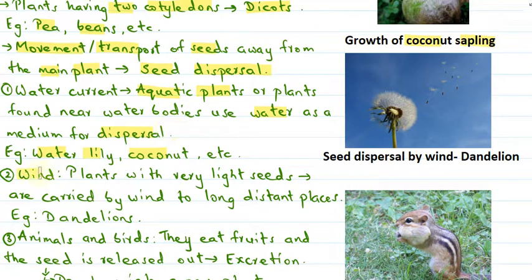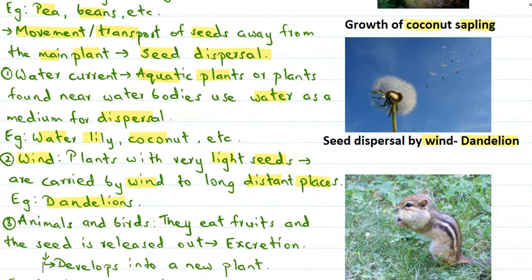Then we talked about wind. Plants which have very light seeds can be easily carried away by wind to long distances. For example, here we can see seed dispersal by wind in case of dandelions. They have very lightweight seeds which can be easily carried away by wind to distant places.